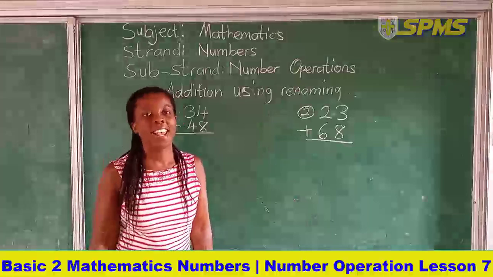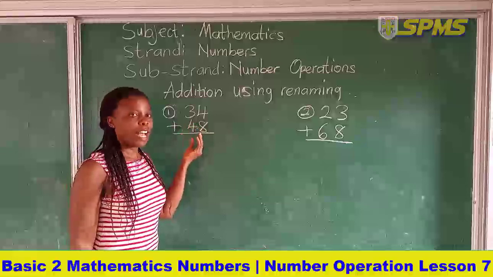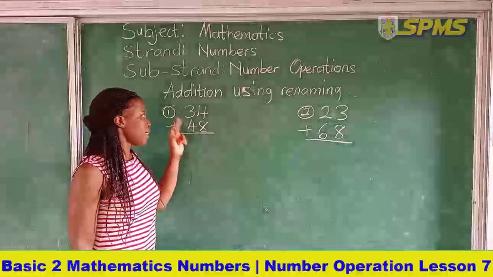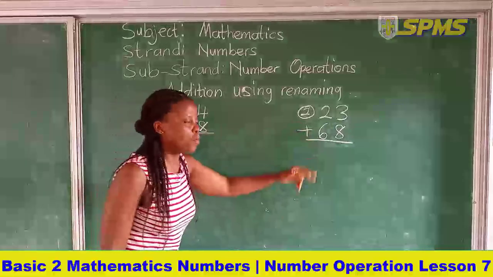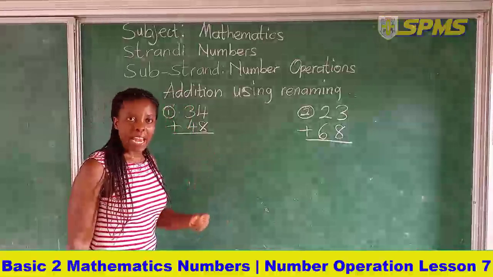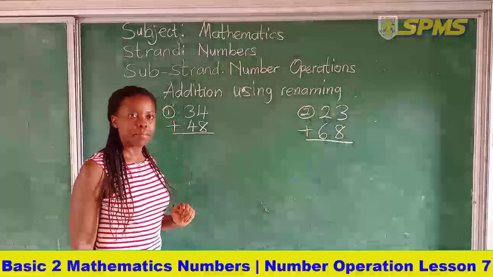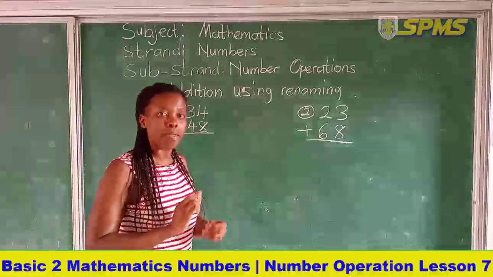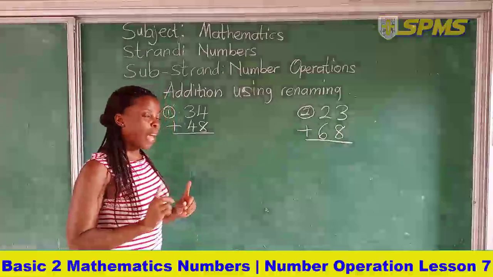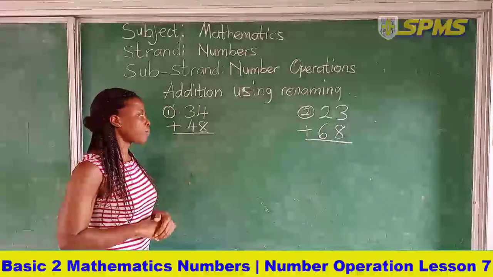Okay, children, I have two two-digit numbers on the board. They have been arranged in a vertical manner. This is number 1, this is number 2. We are going to add by renaming. We add by renaming. That means we are going to carry forward something after adding. Okay, now pay attention and follow what I'm about to do now.